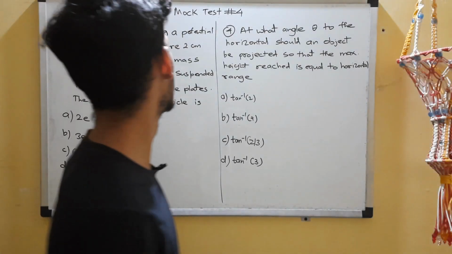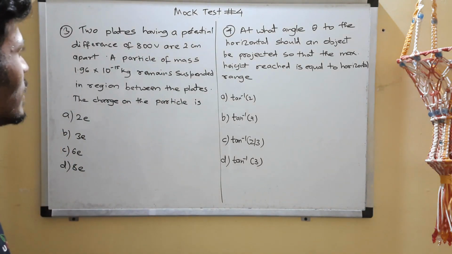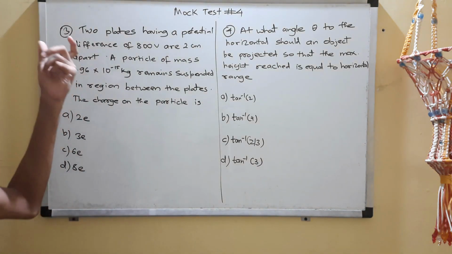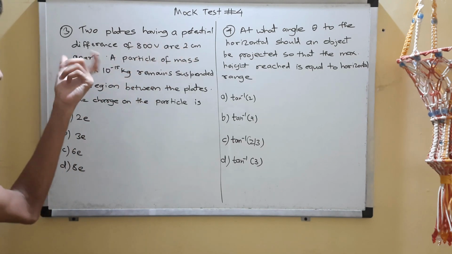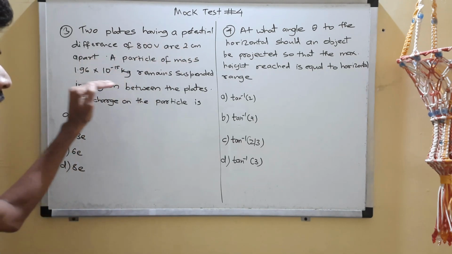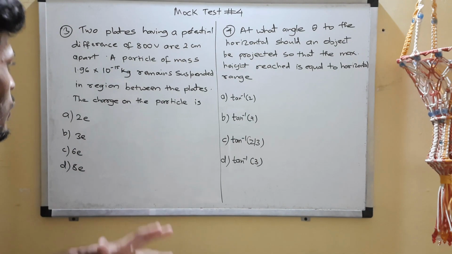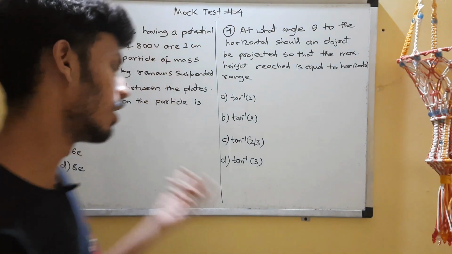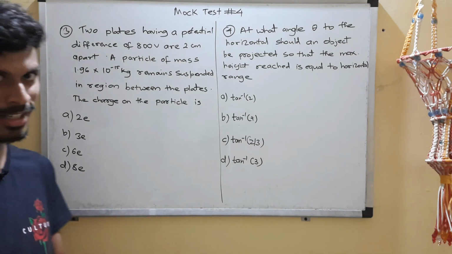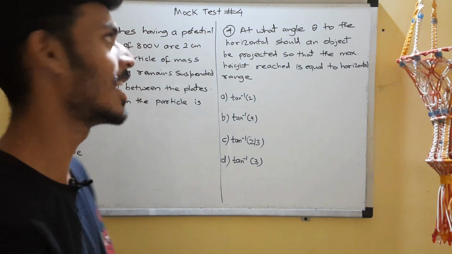Questions 3 and 4 over here. In question 3, we have two plates. Two plates having a potential difference of 800 volts are separated by 2 centimeters. A particle of some mass remains suspended between these two plates. You are supposed to tell what the charge of this particle is, in terms of e, where e is 1.6 into 10 to the power minus 19.